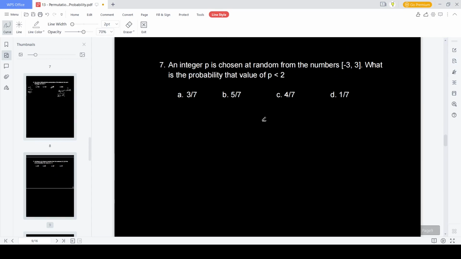Next question. An integer p is chosen at random from the numbers -3 to 3, both included. What is the probability that the value of p is less than 2? See, it is an integer first of all, and closed brackets means the boundaries are counted. So the total number of possibilities are -3, -2, -1, 0, 1, 2, and 3. Probability that the value is less than 2 means it should be from here to here, right? It cannot be 2. So there is 1, 2, 3, 4, 5 possibilities.